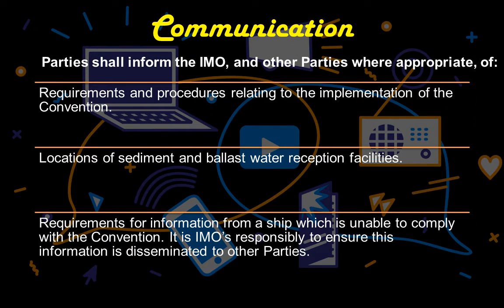Communication. Parties should inform the IMO, International Maritime Organization, and other parties where appropriate of requirements and procedures relating to the implementation of the Convention, location of sediment and ballast water reception facilities, and requirements for information from a ship which is unable to comply with the Convention. It is the IMO's responsibility to ensure this information is disseminated to other parties.